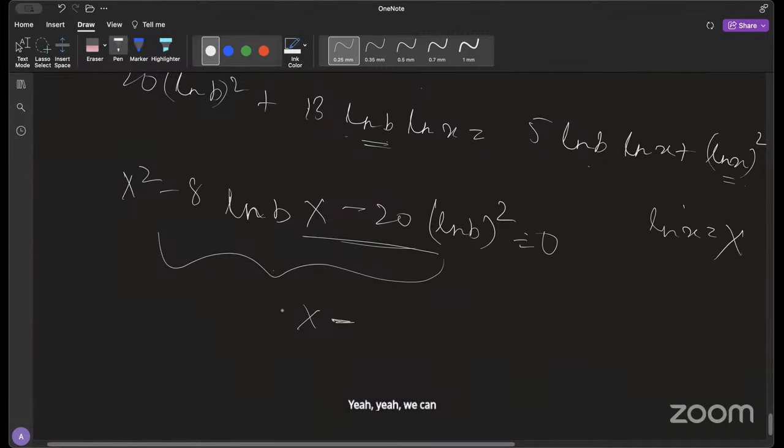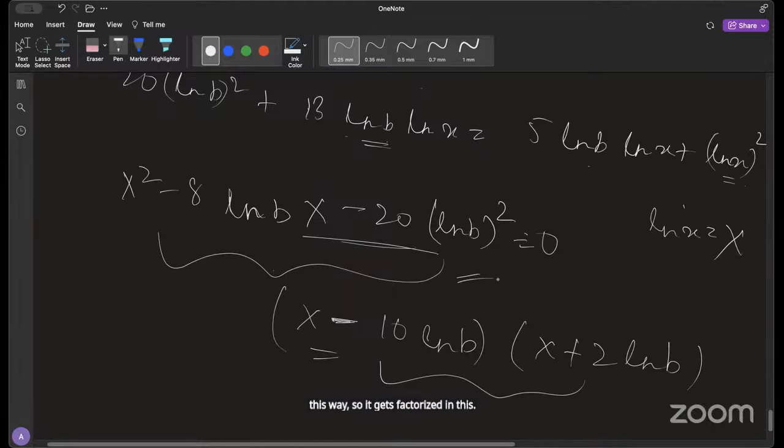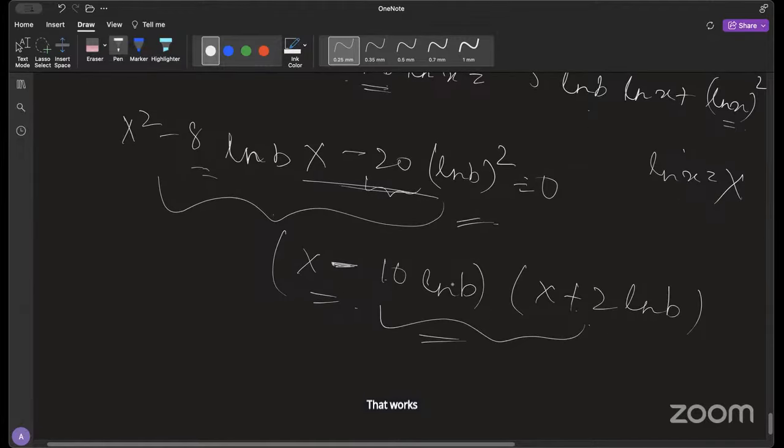What are we getting using the splitting? X minus 10 ln b, X plus 2 ln b. So it gets factorized like this. You can see it from here: minus 10 plus 2 is minus 8, and multiplied together gives you minus 20. That works too. You can directly use that A plus B and AB thing if you want to, or you can use the quadratic formula.